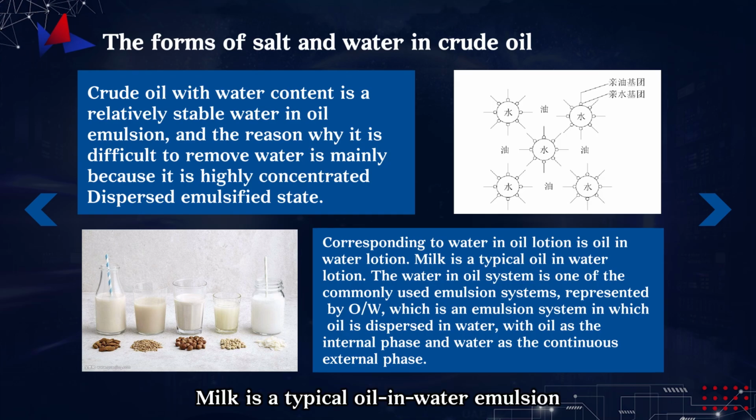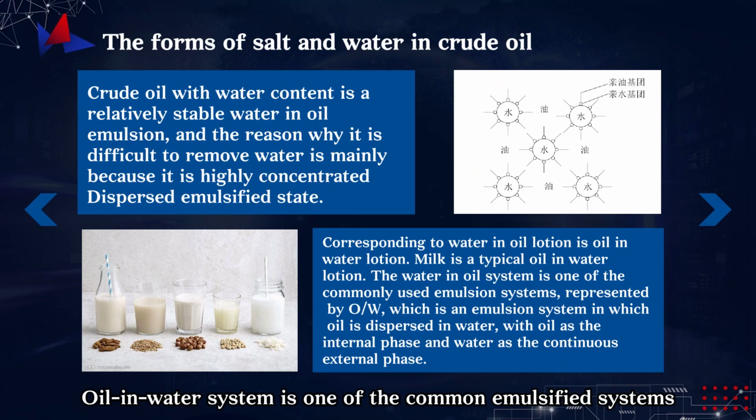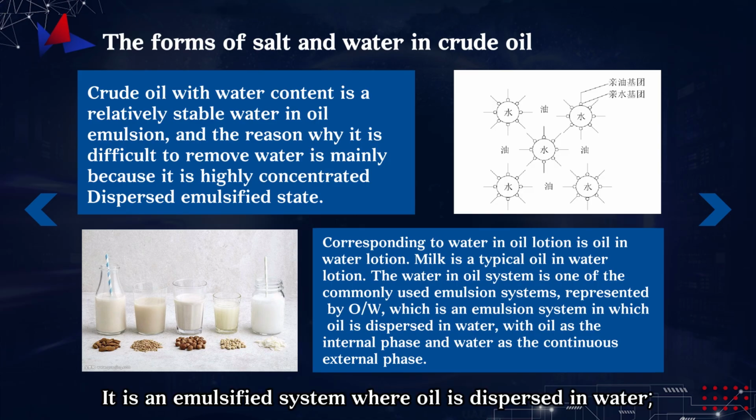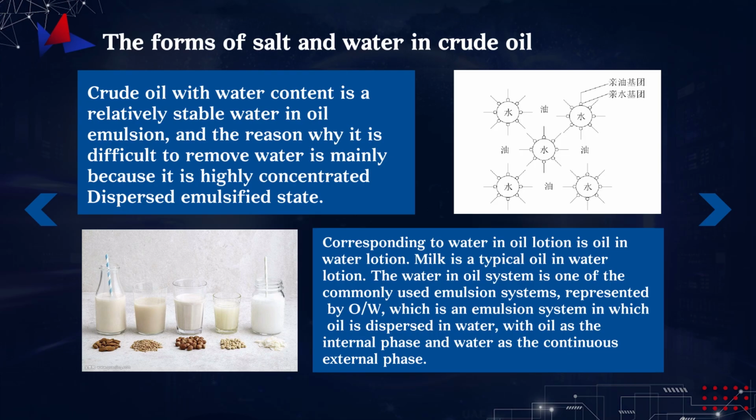The counterpart to water and oil emulsion is oil and water emulsion. Milk is a typical oil and water emulsion. Oil and water system is one of the common emulsified systems, denoted as OW. It is an emulsified system where oil is dispersed in water. Oil is the internal phase, and water is the continuous external phase.